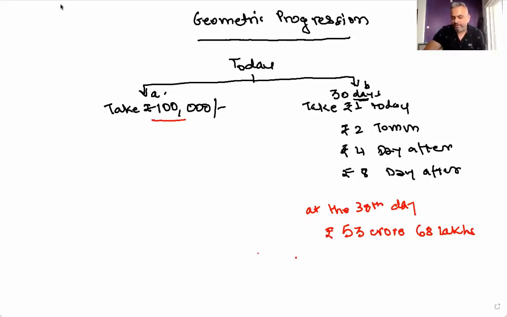So here you can see how from 1 to 2, 2 to 4, 4 to 8, 8 to 16, and on the 30th day, it becomes 53 crore 68 lakh. Now this is basically geometric progression.